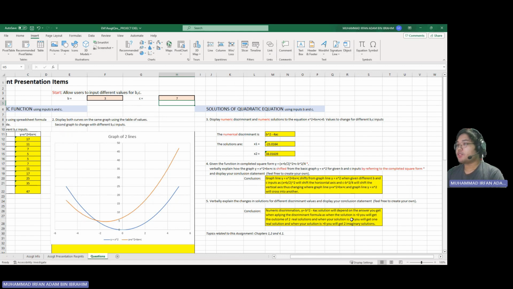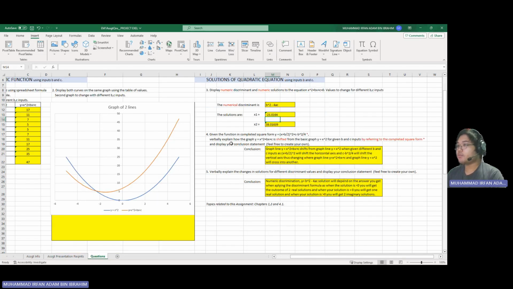Now, the numeric discriminant is b squared minus 4ac, which is the discriminant formula that derives from part of the quadratic formula. Now, for numeric solutions, the solutions for x1 is negative 2.3, and x2 is 3.8. I use the quadratic formula, which gets me both x1 and x2.